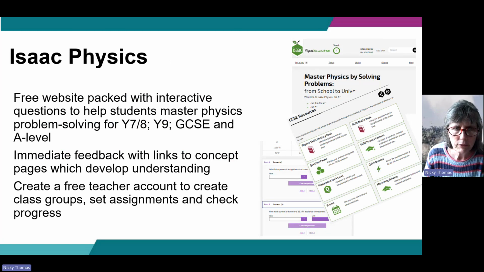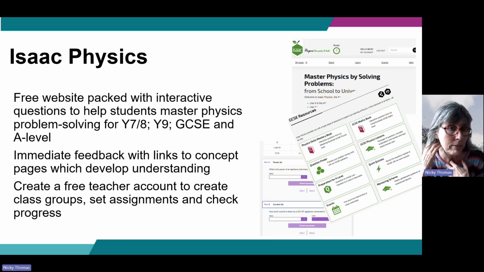So it's a free website. It's packed with interactive questions, and the kids can just do those questions and get immediate feedback. If you've created a group for your class, then you also get feedback as to how well they've done. So I'm going to stop sharing for a moment. Excellent. Fine. Okay. And now I am going to share my screen to show Isaac Physics for you, and you will be able to just see what we're doing.